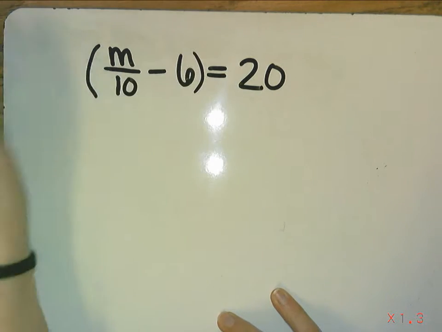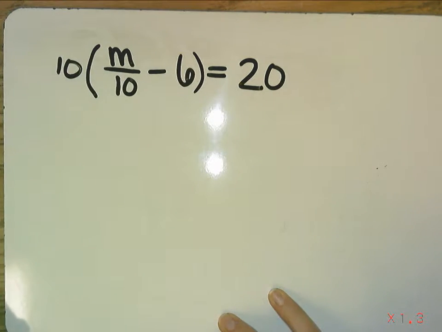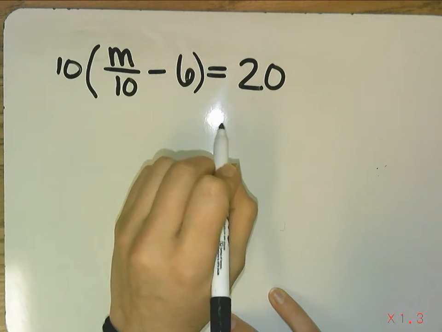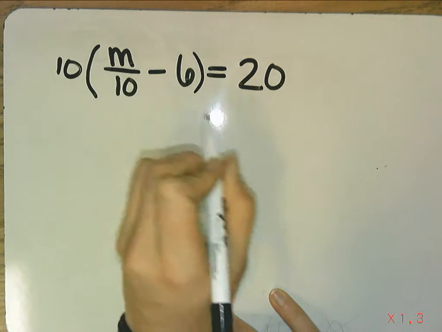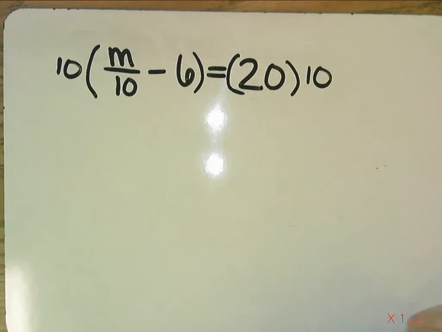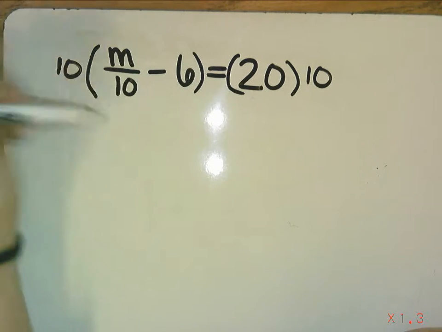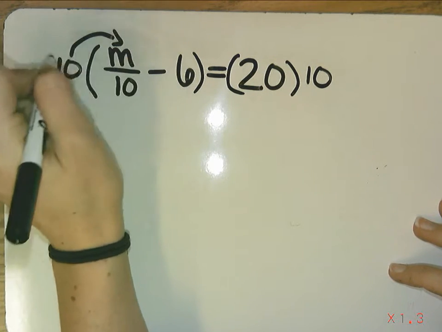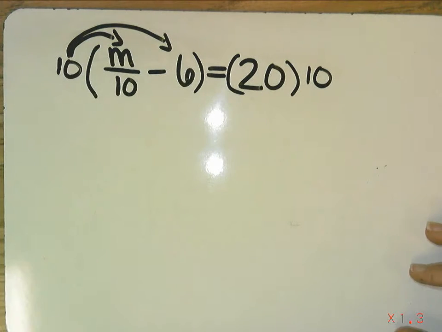So I take this side, I'm going to multiply it by 10. In order to keep my equation balanced, whatever I do to one side, I have to do to the other side. So I'm going to multiply this side by 10 as well. Now I have a number on the outside of parentheses, so I need to distribute that number.